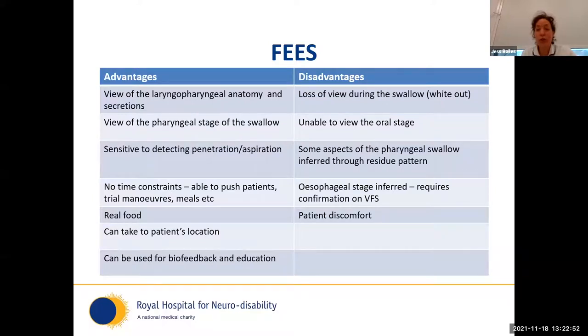You can use real food, preferential food, with FEES. You can take it to the patient's location. It can be done in bed. And it's also a really useful tool for biofeedback and education as well.